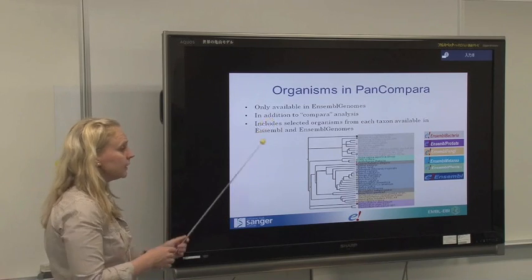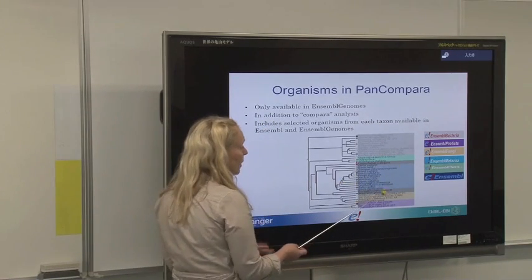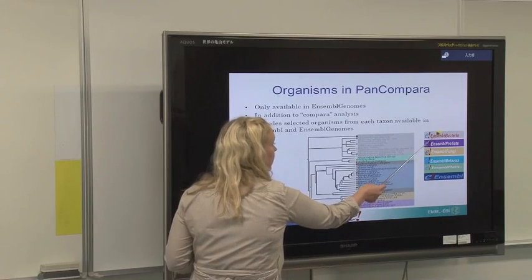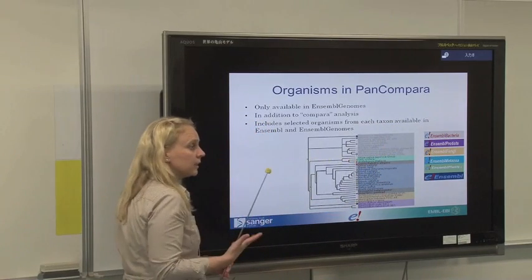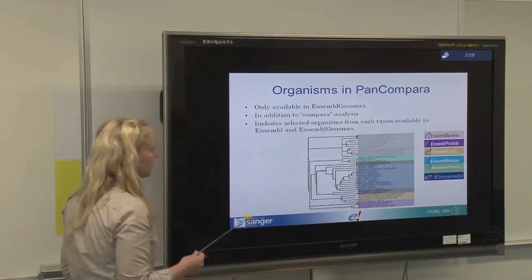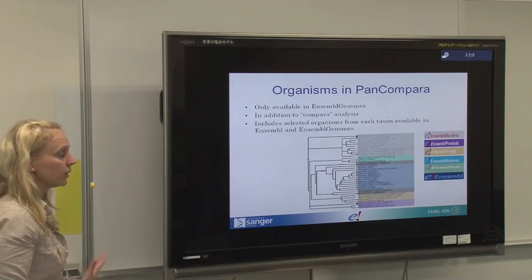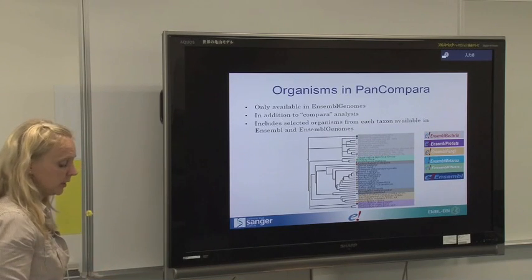It's additional analysis. So in Ensembl Genomes, you will always see a comparative genomic analysis, which will be done on all the species within the taxon. But then there will be a summary one, which includes the selected organisms from each taxon. So if you're looking at genes which are highly conserved between all taxa, you may want to start in Ensembl Genomes and not in Ensembl.